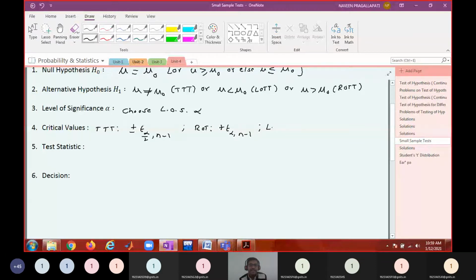Left one-tailed test, minus t alpha, comma n minus 1. Remember, nu equal to n minus 1 is equal to DOF. What is DOF? Degrees of freedom: the number of independent observations in a sample data. Degree of freedom nu equal to n minus 1.